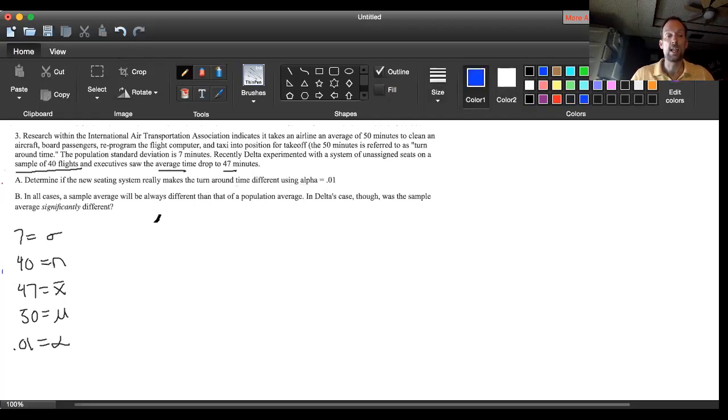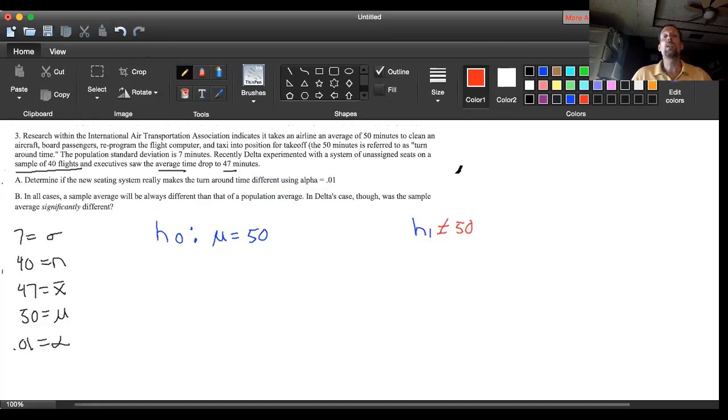So I'm going to put in an H0 and an H1. I'm going to label my null hypothesis, mu is equal to 50. For H1, the keywords they gave me are "is the turnaround time different." So that lets me know I have a right tail test. Sorry, not a right tail test, a two tail test, not equal to 50.